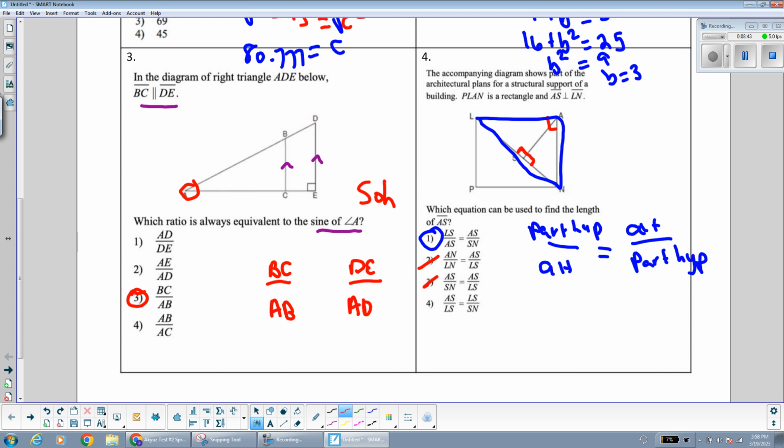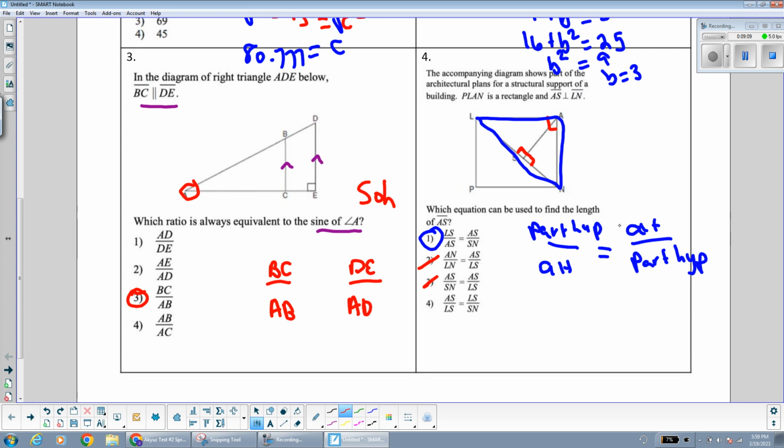And then finally, taking a look at number 4, LS is getting multiplied by itself, and it's written twice. But LS is just part of the hypotenuse of the big right triangle. So that's good, because it's part of the hypotenuse, but that should be the other part of the hypotenuse. And the other part of the hypotenuse is SN.